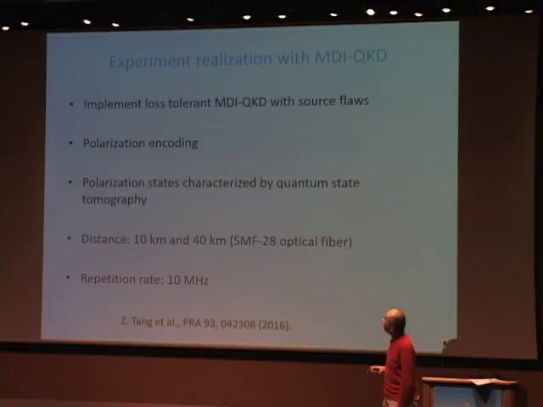Okay, so what we do is we implement MDI QKD with source flaws. The encoding scheme is we use polarization encoding, and we need to know how much flaw we have in the encoding. So we have characterized it by quantum state tomography. I will say more about it.